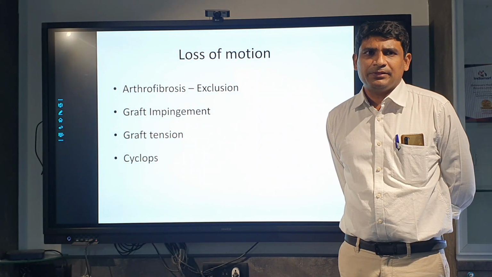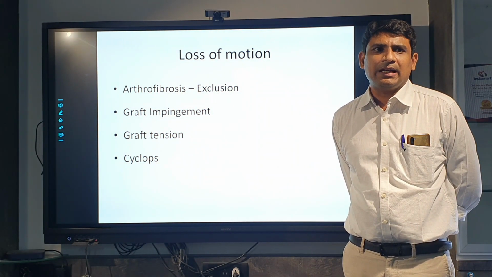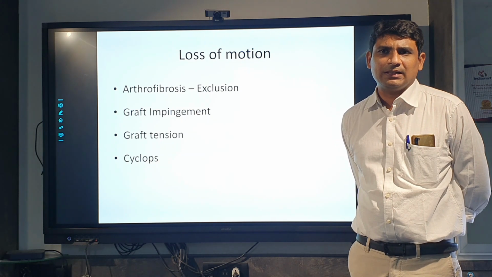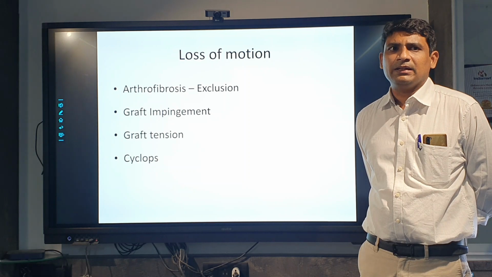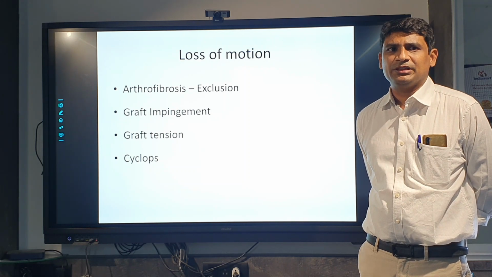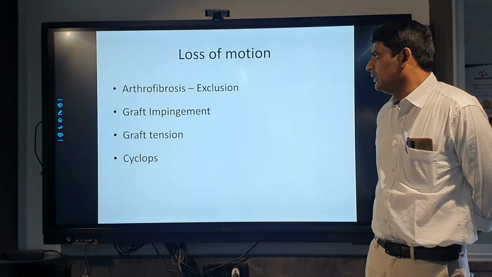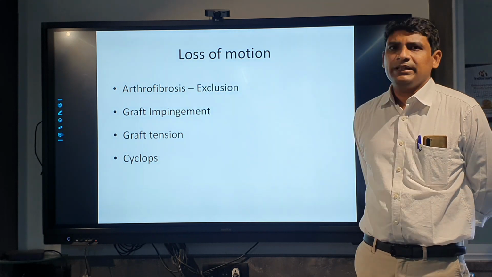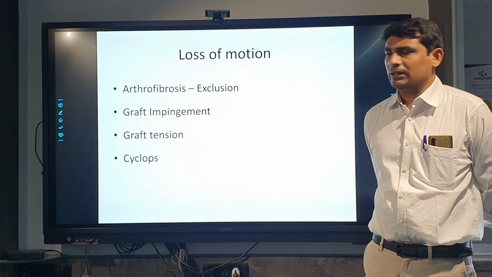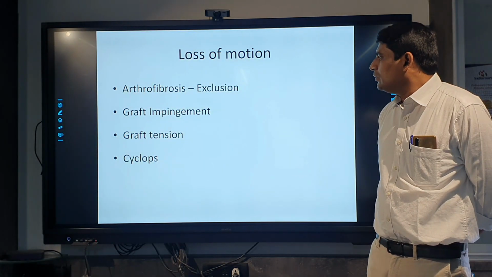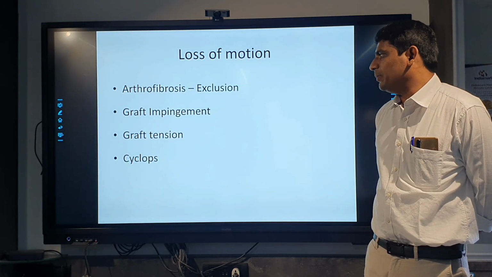If the graft is placed too posteriorly on the tibial side, it can impinge on the PCL and cause reduction in flexion and pain. If the graft is placed too anteriorly, then again it can cause loss of extension, and may require revision. Then improper tensioning can lead to persistent laxity or graft failure, and that can also lead to loss of motion and cyclops formation.